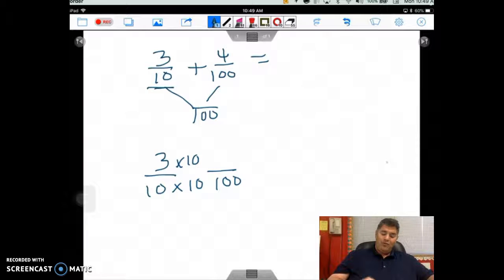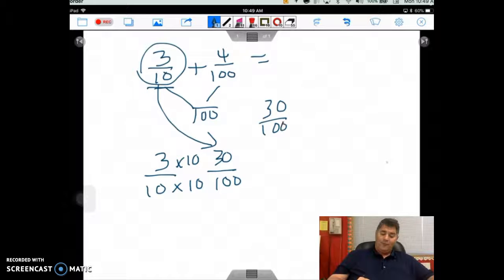And then 3 times 10 is 30. So now we have 30 hundredths. So this 3 tenths actually changes into 30 hundredths. It's really the same number. It's just written a different way. So we could say 30 hundredths plus 4 hundredths equals 34 hundredths.